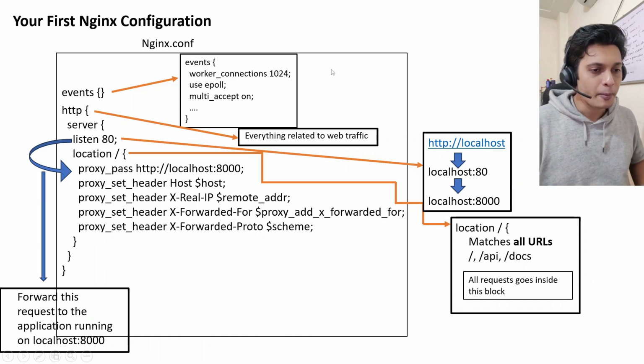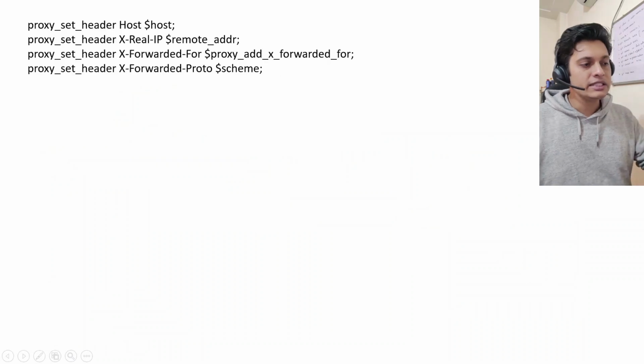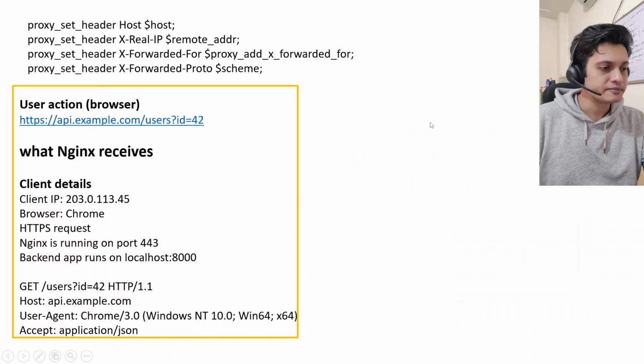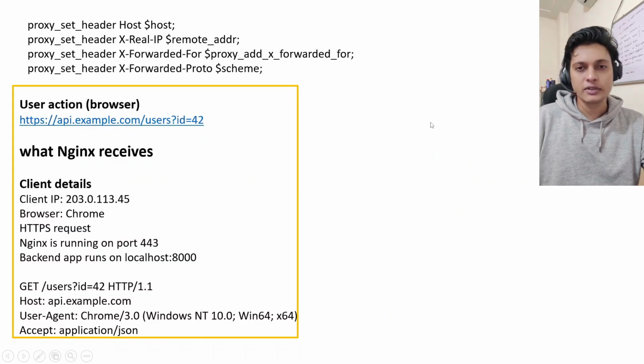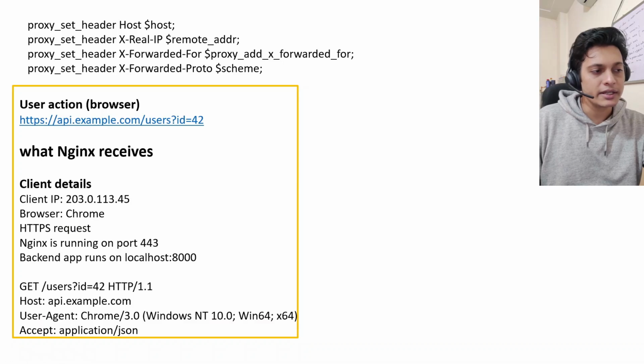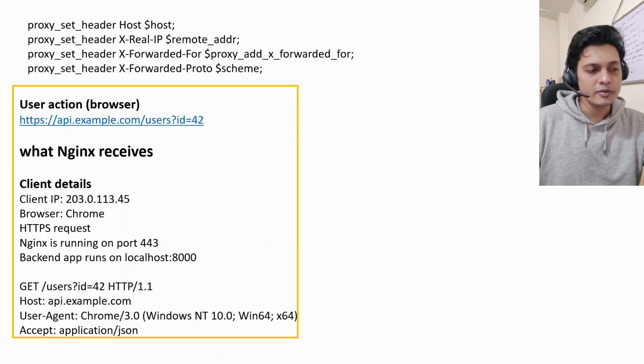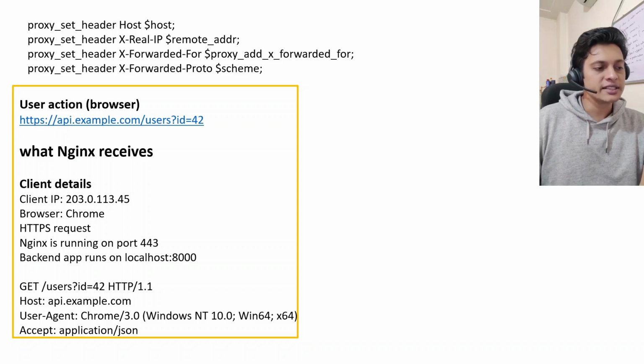So let's move on. These were the parameters which we were seeing earlier. When a user goes into the browser and writes some query with a domain name, let's say they are trying to access api-example.com, and there are multiple users. When they click on some user, this particular URL is formed at the backend and goes to the server. So what Nginx receives is the client detail and this.